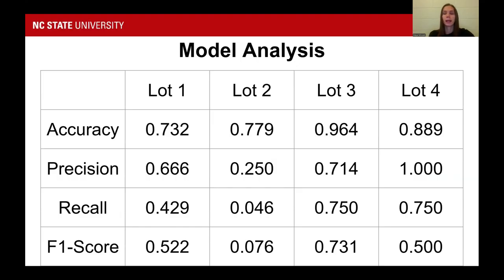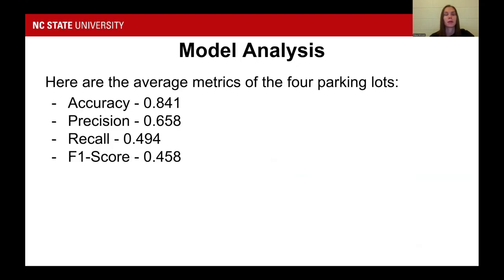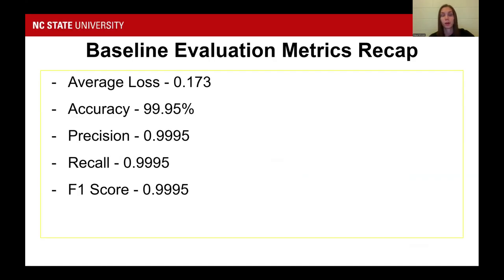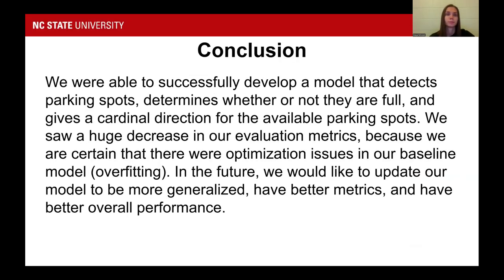For our model analysis, we looked at accuracy, which is the number of correct predictions, precision, which is the number of spots that were correct out of the spots labeled empty. Recall looks at how many empty spots were correctly identified overall, and then the F1 score is a balance of precision and recall. Overall, here are our metrics for the 4 parking lots. We had an 84% accuracy, a 65% precision, 49% recall, and a 45% F1 score. And this is lower than the metrics we were getting for our baseline model, where it was identifying based on solely the clean empty versus non-empty spots of our data set.